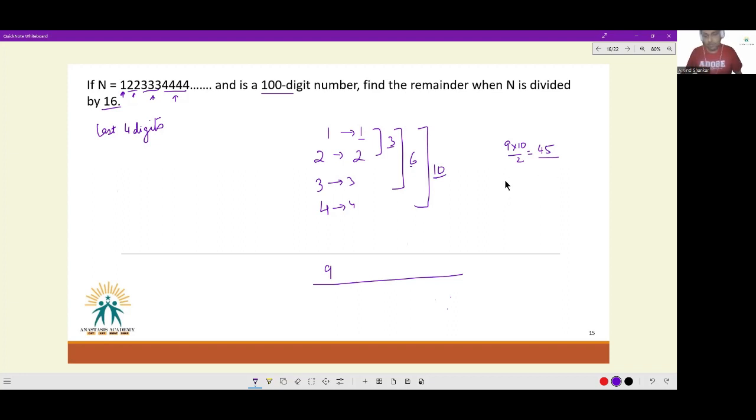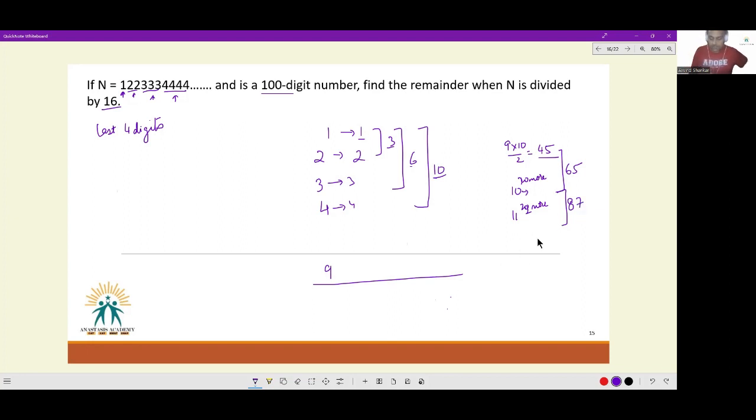The next phase has to be 10 repeated 10 times, with 2 digits each. So for 10, 20 more would be used up, and we end up with 65 digits used up so far. Then for 11, 11 would be repeated 11 times, so 22 more digits used up. So 22 more will get me to 87.